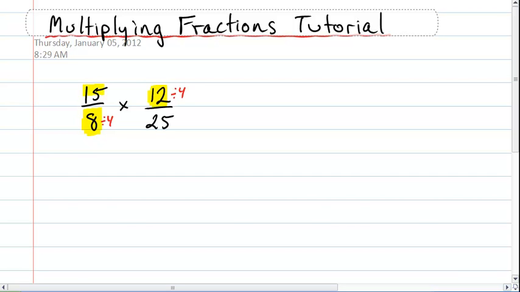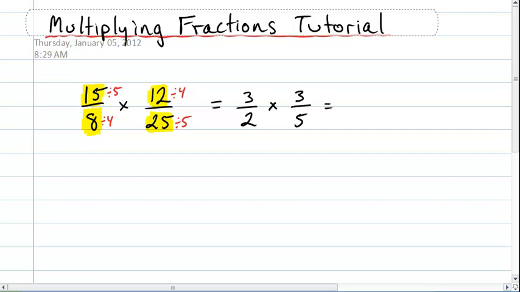Same thing, I ask myself, is there a number that is common to both 15 and 25? And I say, oh yeah, there is. And that number happens to be 5. So if I divide the 15 by 5 and 25 by 5, then I can rewrite this fraction. 15 divided by 5 is the same as saying 3, and then 8 divided by 4 is 2. So 3 over 2 times 12 over 25 now becomes 3 over 5.